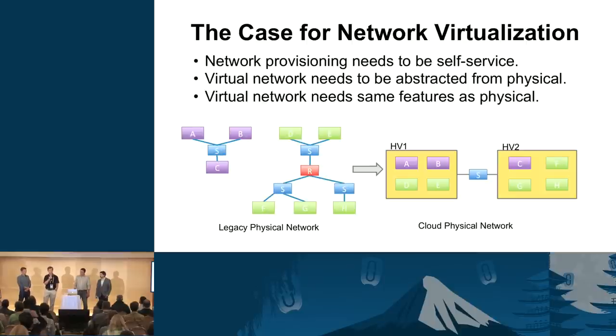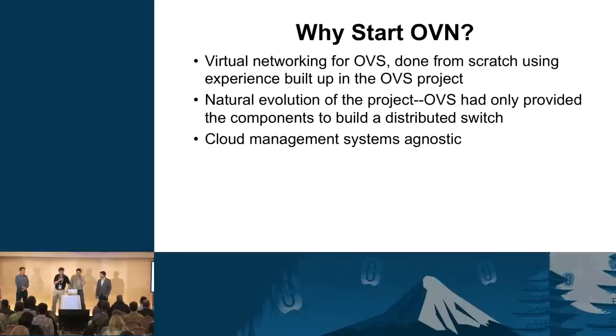So if you want to retain the properties of the network, you have to introduce that in a virtual manner, because you can't constrain the physical network in the same way that you did when everything was physical. So OVN provides abstractions that allow you to recapitulate your physical network in your virtual environment with most of the same features, and allows you to do it in a self-service manner.